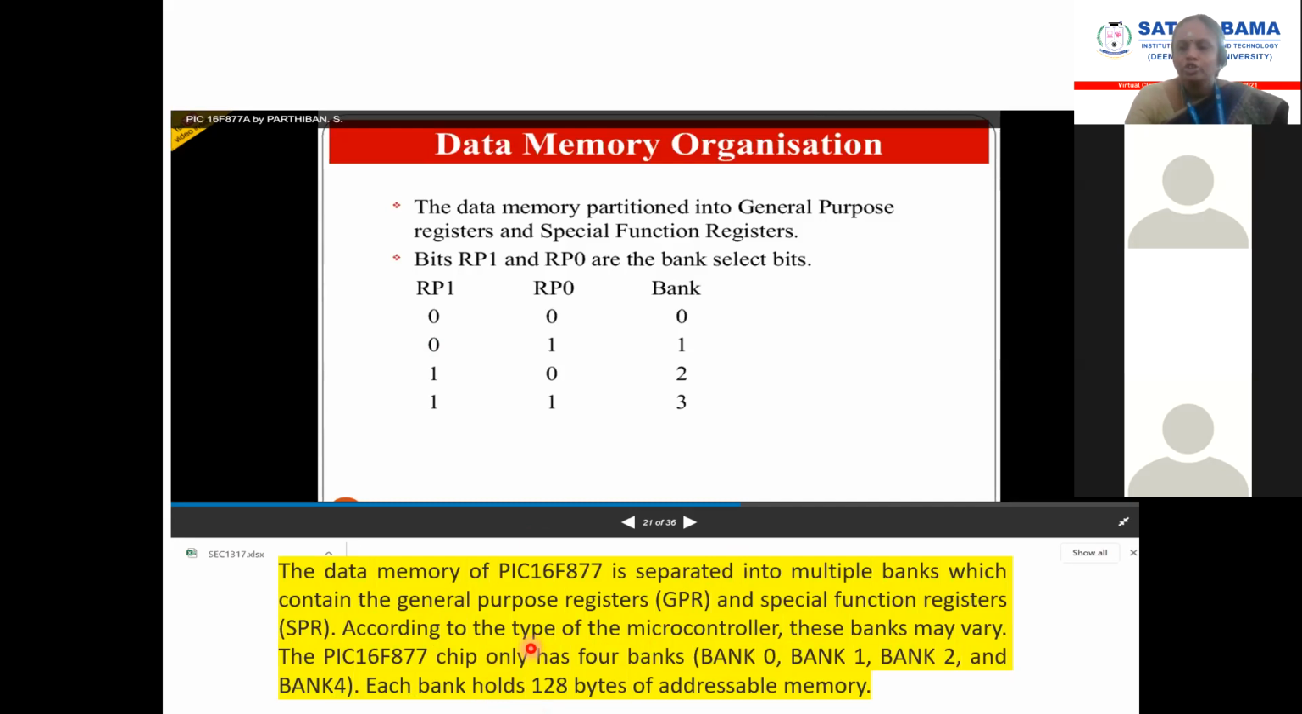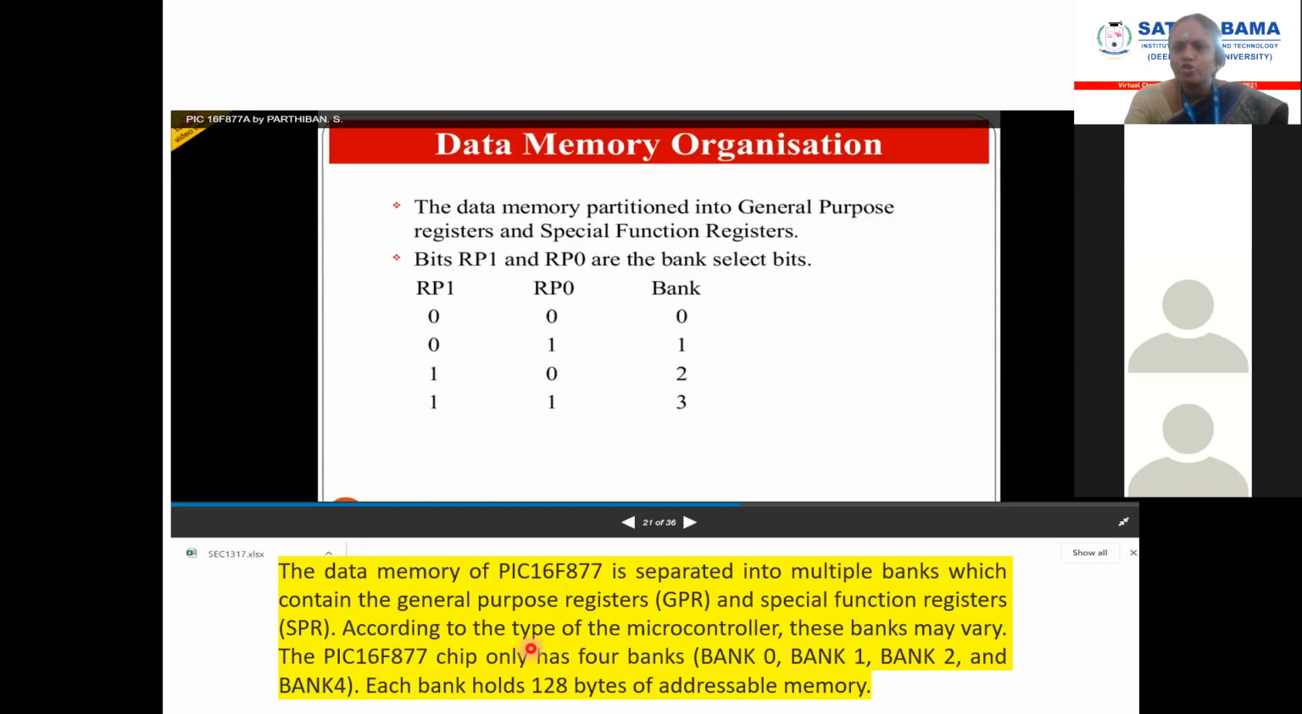Okay, so how many bytes have we seen in 8051? What is the RAM capacity of 8051? 256. 256 bytes are there. Very good.